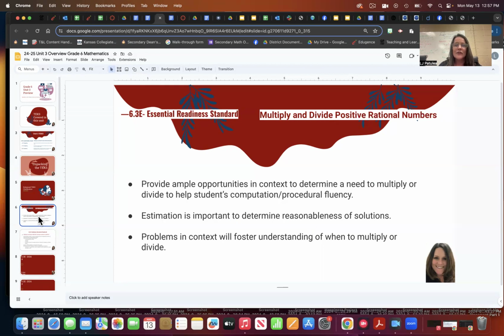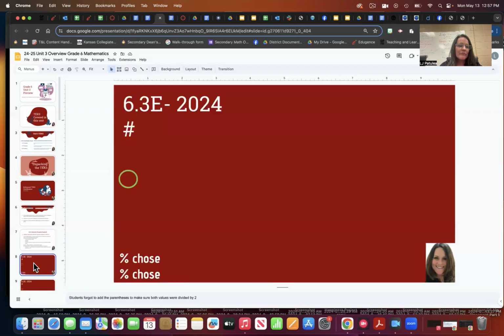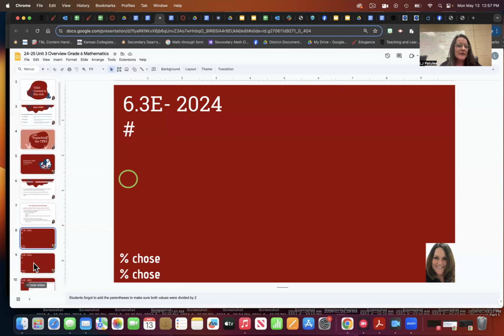So the hint there is opportunities in context. So that would be word problems. This is from the TRS Enhanced TEKS Clarification. It kind of gives you some more information on what 6.3e is and how it will be assessed. This will be filled in once the 2024 questions from the 6th grade STAAR test are released.